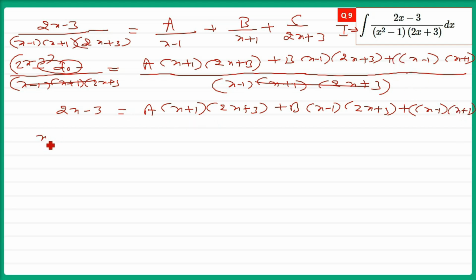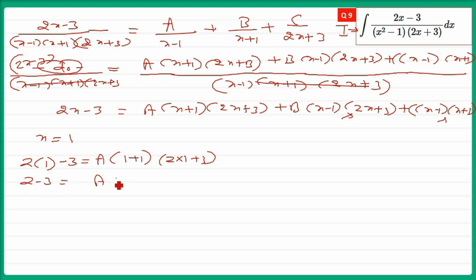First we will put x equals 1. When we put x equals 1, only the first term will remain. The second and third terms will become 0. So 2 into 1 minus 3 will be equal to A into (1 + 1) and (2 into 1 + 3). 2 minus 3 will be equal to A into 2 into 5. 2 into 1 plus 3 is 5. So negative 1 on the left, 10A on the right. So A became negative 1 by 10.